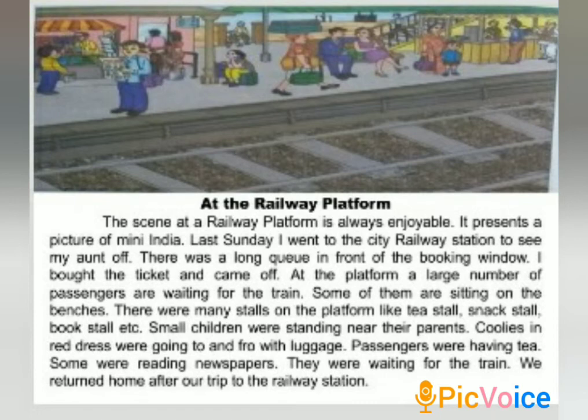At the platform, a large number of passengers were waiting for the train. Some of them were sitting on the benches. There were many stalls on the platform like tea stall, snack stall, book stall, etc. Small children were standing near their parents. Coolies in red dress were going to and fro with luggage. Passengers were having tea. Some were reading the newspaper. They were waiting for the train. We returned home after our trip to the railway station.